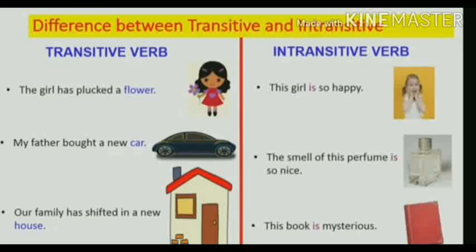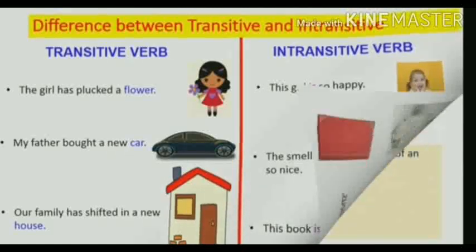Now what are the intransitive verbs? This girl is what? So happy. That's it. Whatever this girl is, that's it. So is is an intransitive verb. The smell of this perfume is so nice. Again intransitive. This book is mysterious. It is giving some information. It is not requiring any kind of object. It is giving some complement to have its meaning. It is filling the gap after the word is. So the verb is in the intransitive position. So transitive verbs require an object. Intransitive verbs do not require an object. This is the simple clue that you must understand on this page.